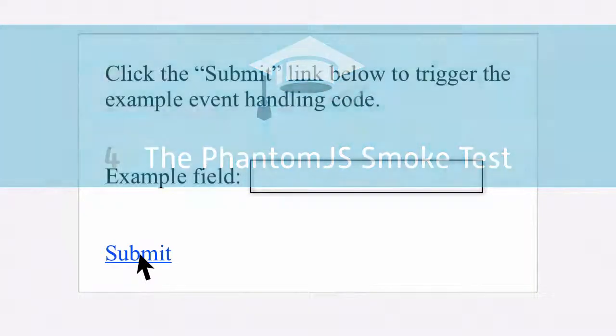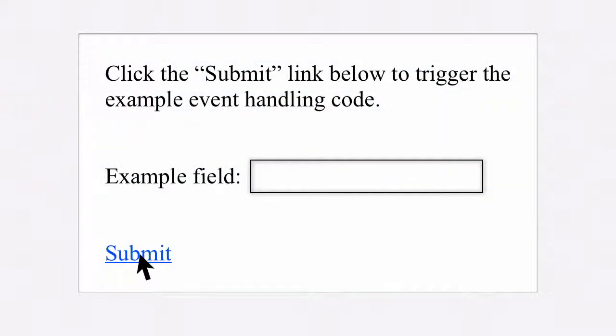Now that we've got PhantomJS running, we can actually write our smoke test. The app we're testing here is the same simple application we've used in other examples. We've got a simple form with an example field and a submit link. And when the submit link is clicked, we're going to check the field to see if it's empty. If it's empty, we're going to turn it pink. The way we're going to test that in a smoke test is by clicking the submit link and checking that the invalid class appears in the example field.